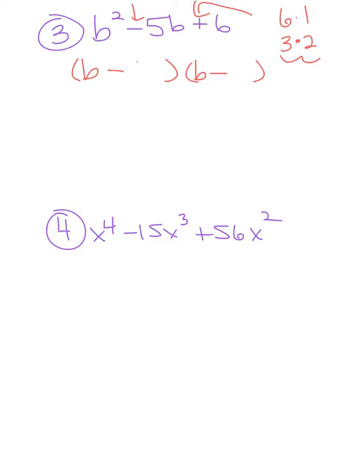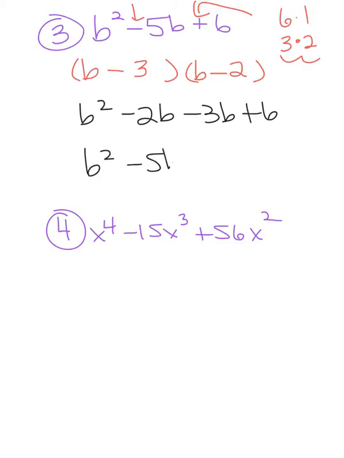Now because the signs are the same, it does not matter which binomial I place the 3 and the 2. Now again, we'll check using FOIL. So I get b squared, my outside is 2b, my inside is 3b, and my last is 6. So when I add them together, I get b squared minus 5b plus 6, which is what I started with. So I know my answer is okay.